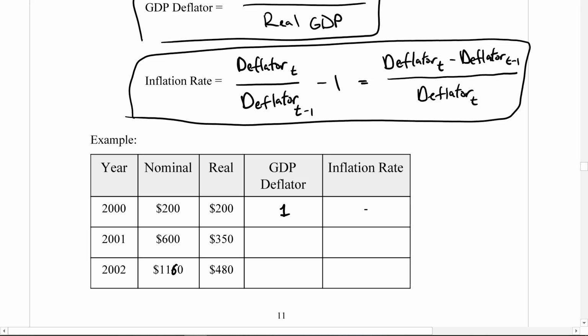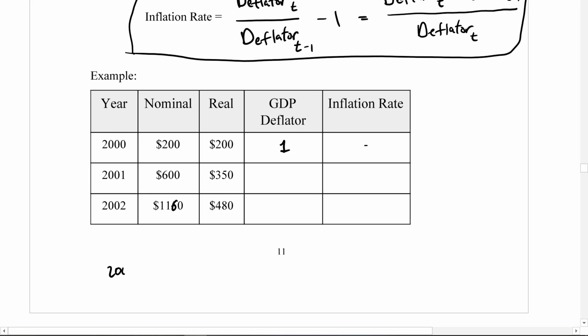Next one, 2001 GDP deflator. Nominal GDP, let's do nominal divided by real for the deflator, is equal to $600 divided by 350, and that's going to come out to 1.71. Okay, so the GDP deflator here is 1.71. And I'll just let you guys do the next one. You can maybe pause and try it. Once you're back, the answer comes out to 2.42.